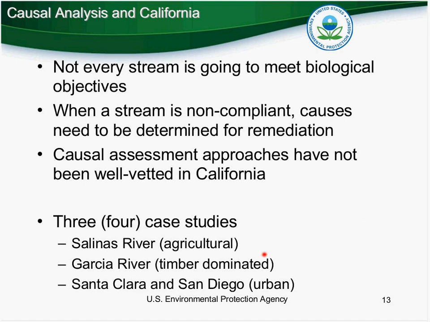We've done 4 rivers, including the Salinas River in Central California, which was an agriculturally dominated wetland or stream.